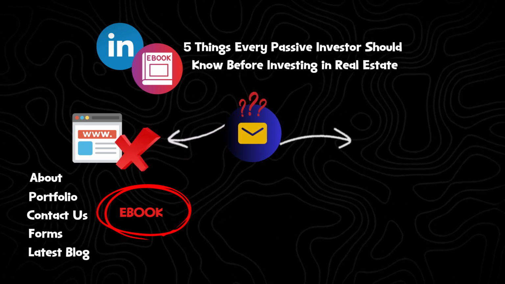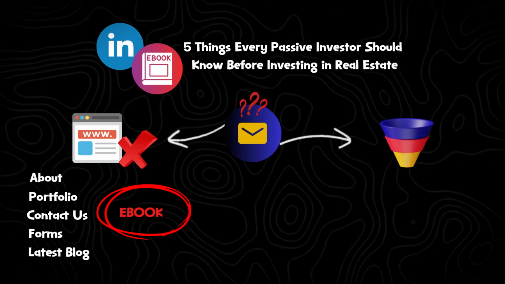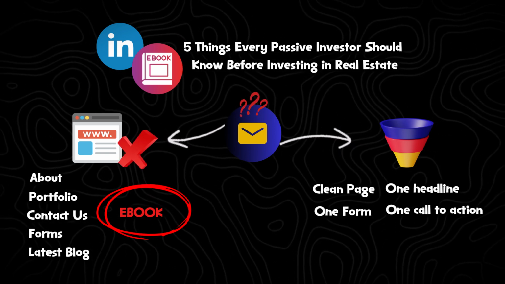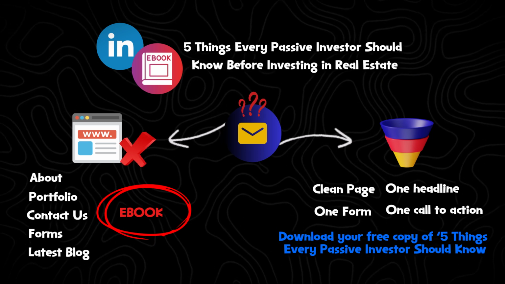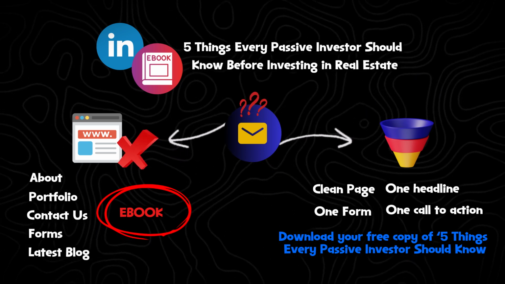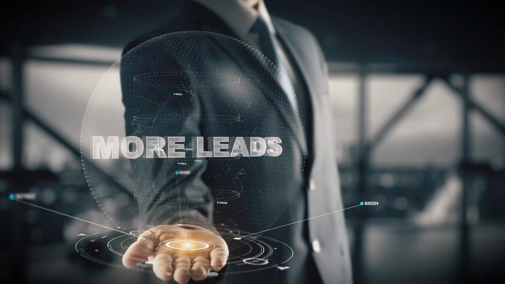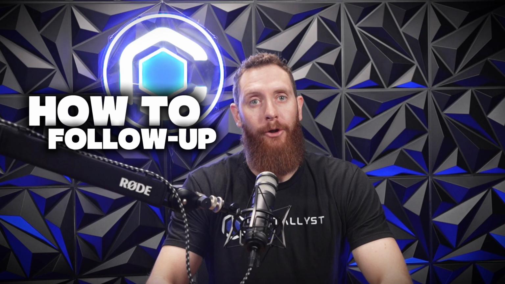But if you send them to a funnel, here's what they see: a clean page, 1 headline, 1 form, 1 call to action. Download your free copy of 5 Things Every Passive Investor Should Know. That's a pretty powerful headline. That's the power of focus. Funnels remove distractions, they help people take action, and they help you know exactly where each lead came from, what they're interested in, and how to follow up properly.